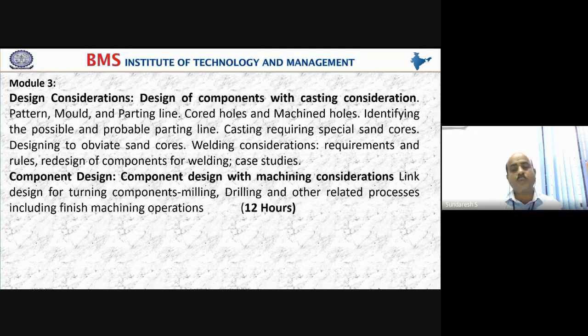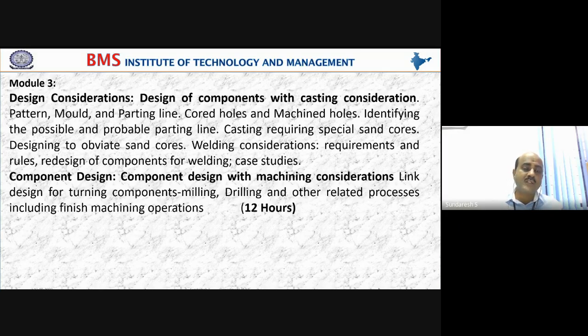So it takes a lot of problems to be discussed because there are plenty of factors that need to be considered while you are designing the components for casting as far as for machining. Okay, so we will discuss one by one. Before we proceed to the problems, let us have a discussion regarding the concepts.